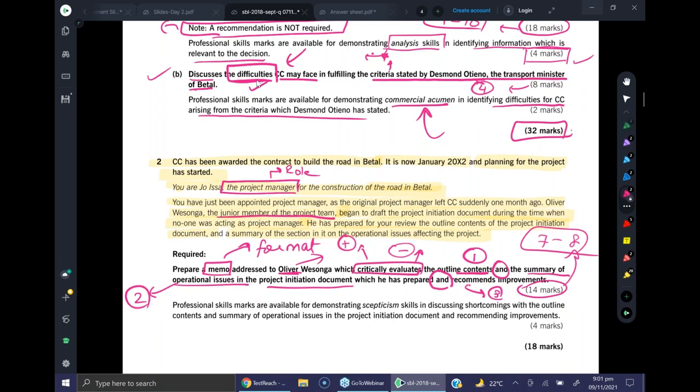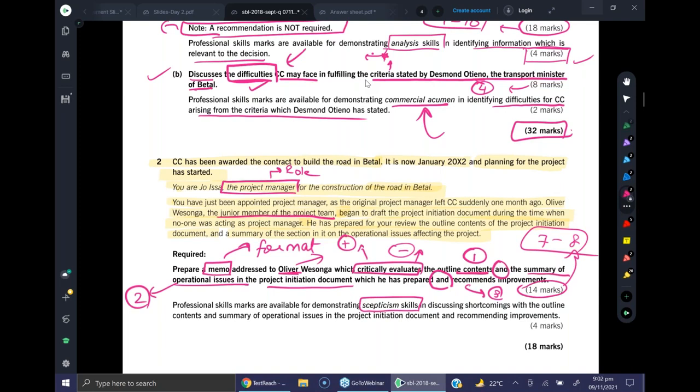Professional skills marks are available for skepticism. Why? Because I'm critically evaluating a document. Remember the question we did yesterday? The IIA question where the NPV, the project, basically the business case, was given. So it's the same kind of requirement. You're again critically evaluating something done by another person and you're suggesting improvement. So of course, you will be telling them that there are mistakes or omissions or problems. So skepticism will come naturally because you're not agreeing to everything that is presented to you.